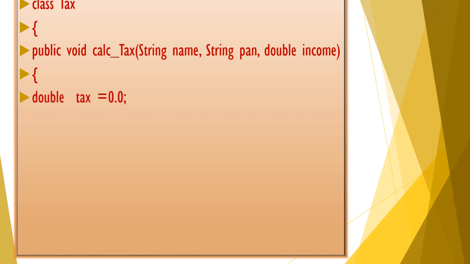And we define a variable tax for calculating and storing the tax amount, that is of double data type. The variable tax is of double data type and is assigned 0.0 because it is a double data type.